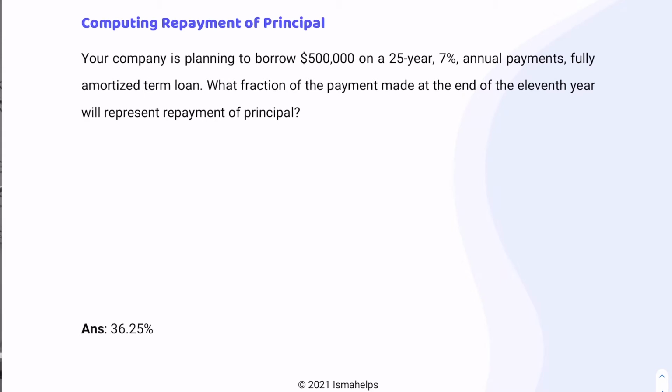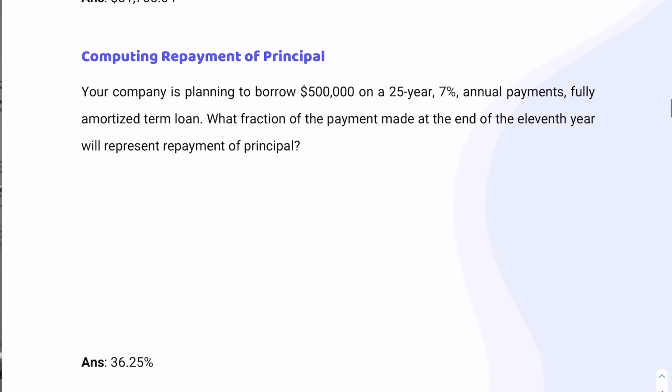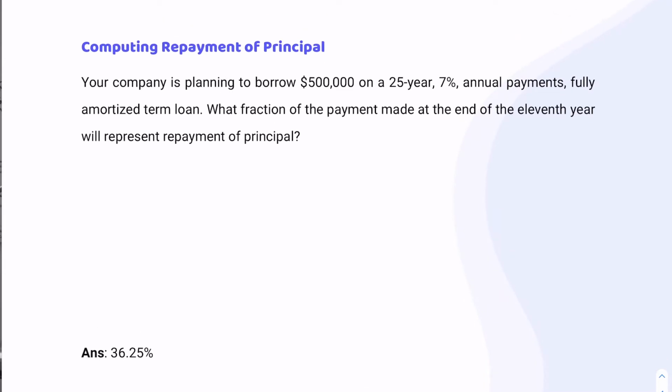We're gonna go through a question in which we're gonna figure out what fraction of a payment represents principal or interest. So we have this question in which we're asked to compute the repayment of principal. And by the way, just to make it super clear for you guys, any payment when we're looking at an amortized loan will consist of two factors, A and B, in which A will represent the principal repayment and B will represent the interest paid, all right?